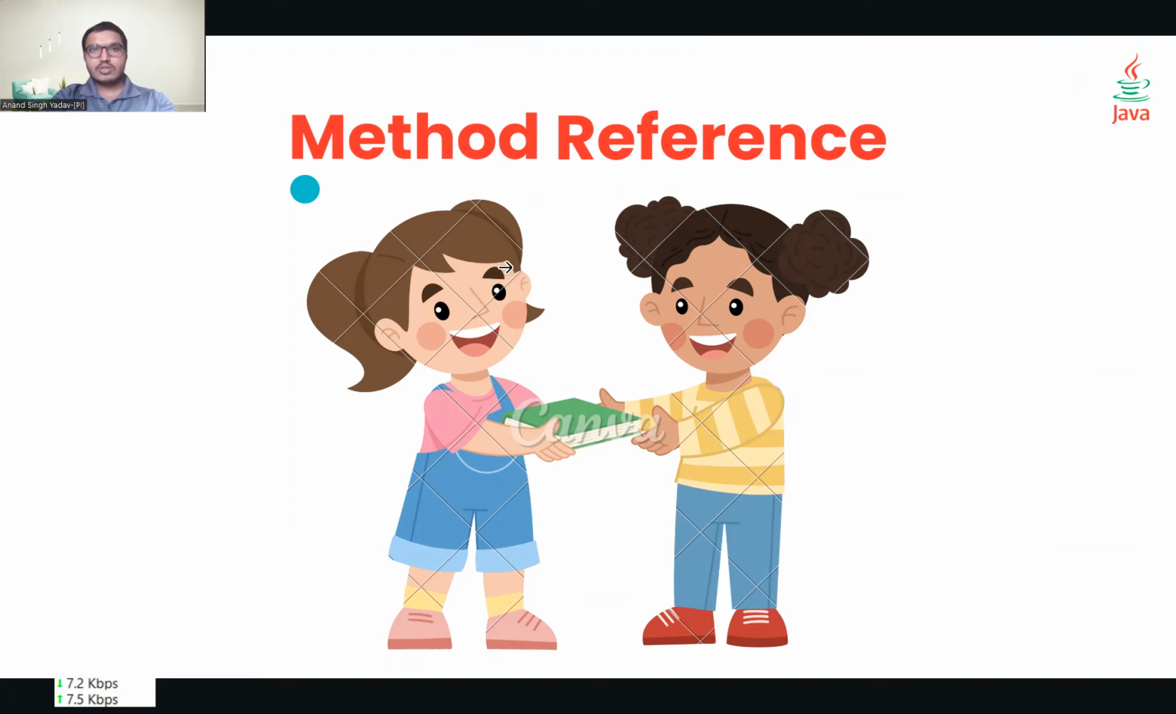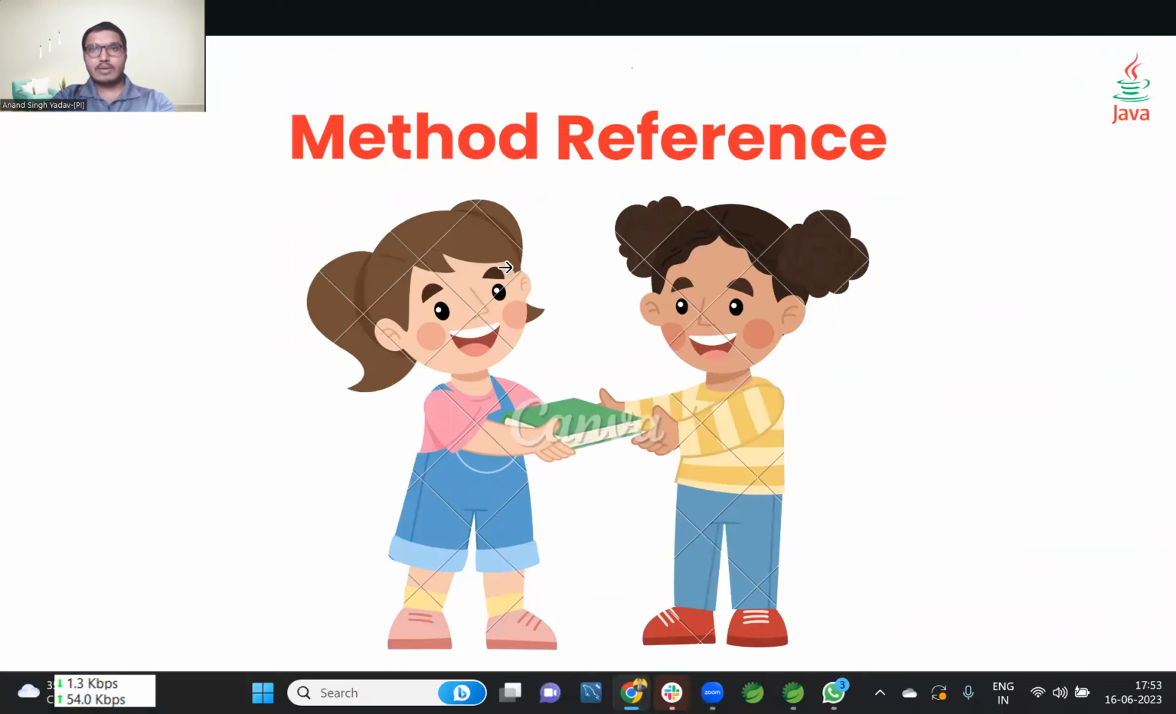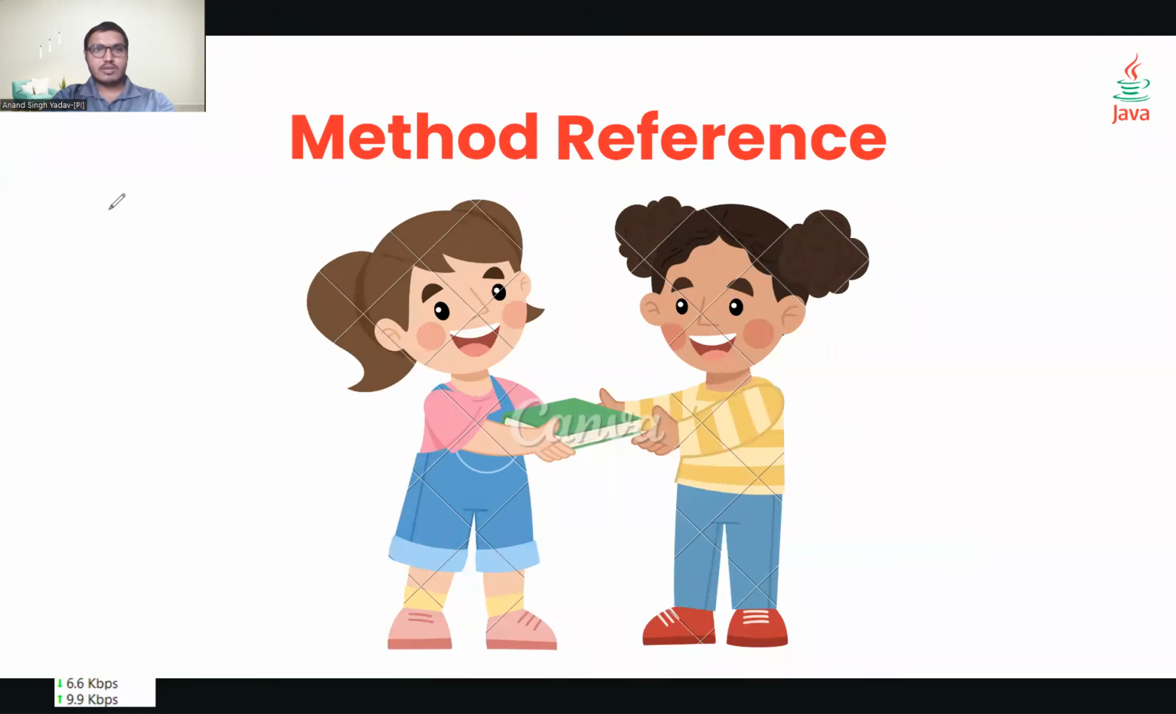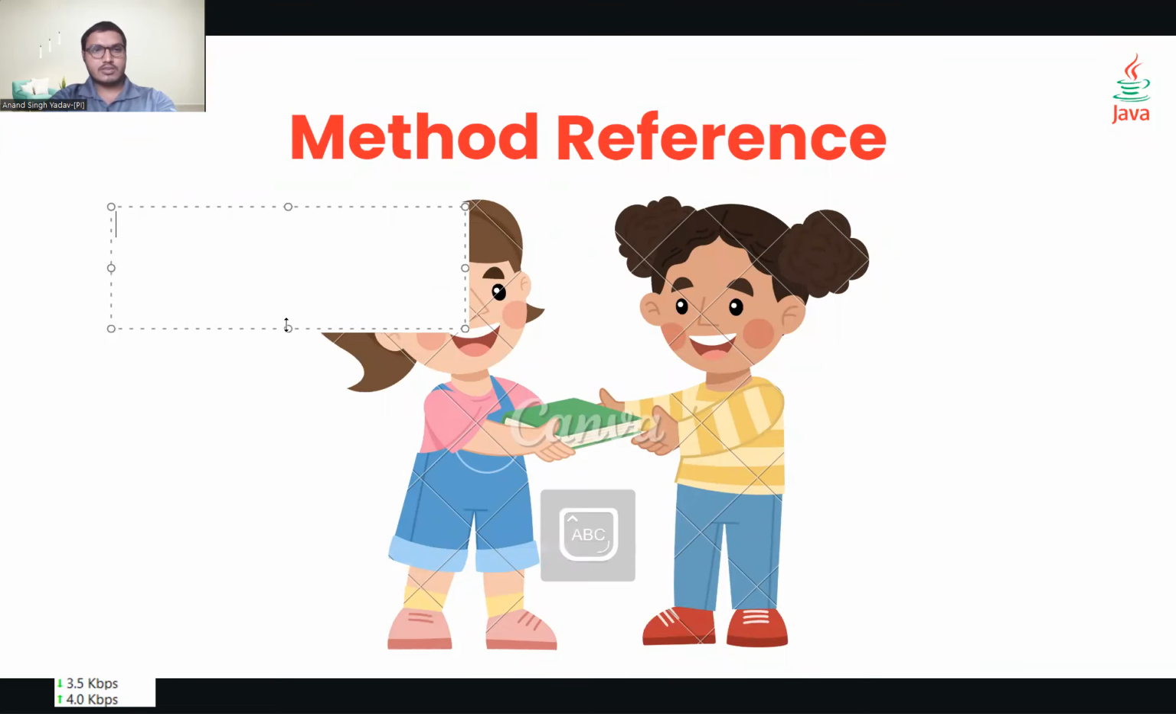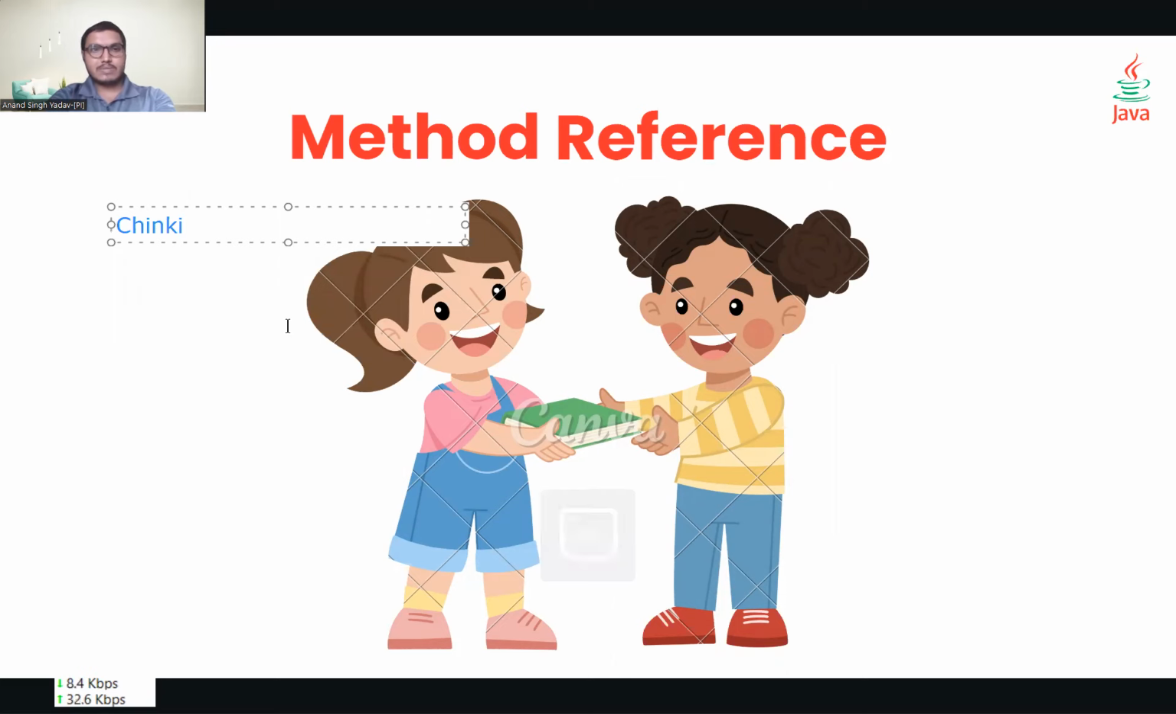As you can see on the screen, on the left hand side, there's a girl. Her name is, let's say, Chinky. So what is the specialty of Chinky? Let me tell you one by one. First of all, she is an experienced Java developer. This is the specialty.